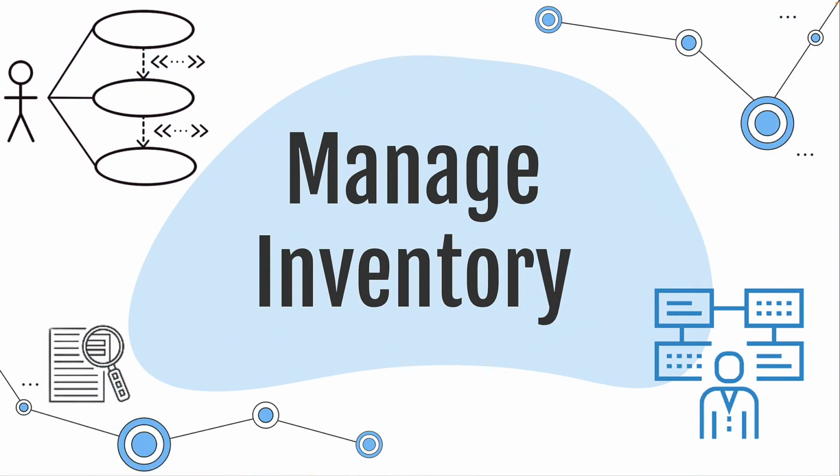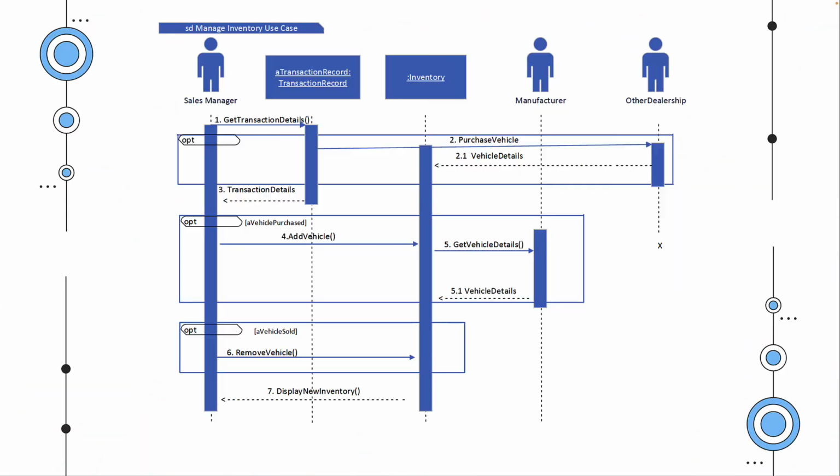Next, we will discuss manage inventory. Here we have the sequence diagram showing the sales manager, the manufacturer, and the other dealership as the actors. You have the transaction record and the inventory. And here we have the steps. 1, getting transaction details. 2, purchasing the vehicle and the vehicle details, going from the dealership to inventory.